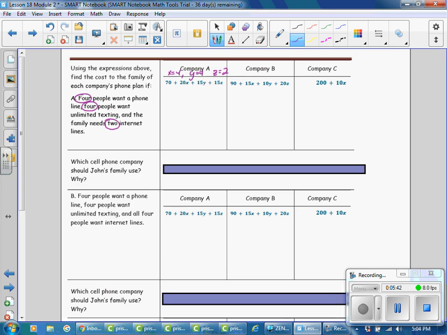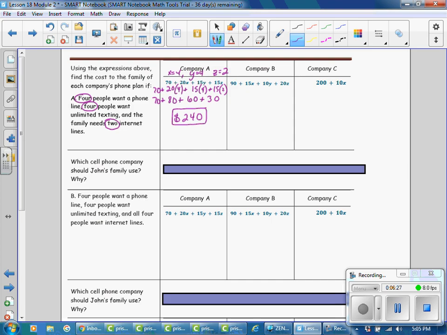So what we're going to do is substitute each of these values for that variable. So we have $70 plus 20 times 4 plus 15 times 4 plus 15 times 2. So I have replaced each variable with the number of phone lines, text lines, and data lines. Then you evaluate the expression by doing the math: 70 plus 80 plus 60 plus 30. And when we evaluate that, that comes to a total of $240 using phone company A.